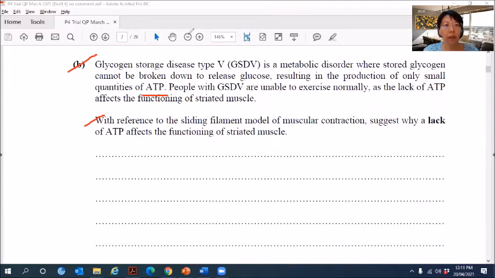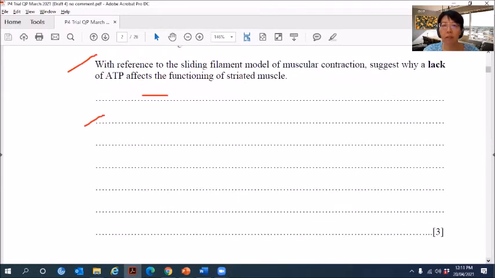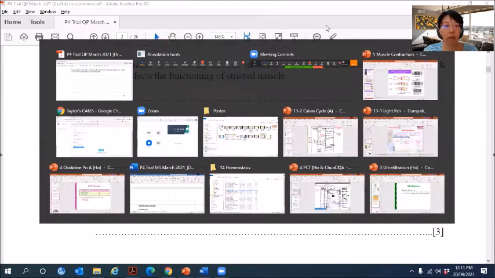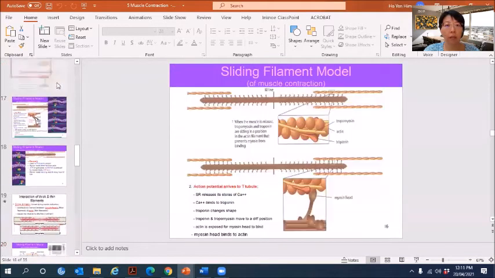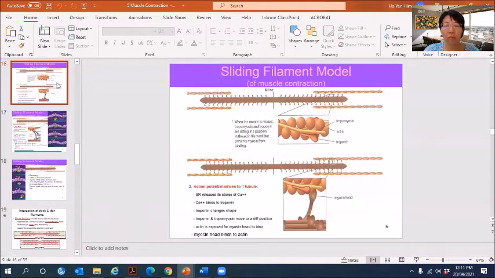So lack of ATP, total marks is 3 marks. That means you need to know what is the function of ATP during muscle contraction. And when there's a lack of ATP, whatever stages that need ATP will not function. So you list all of them. So it's a very straightforward question. Okay. So going back to the use of ATP in muscle contraction, it starts from here.